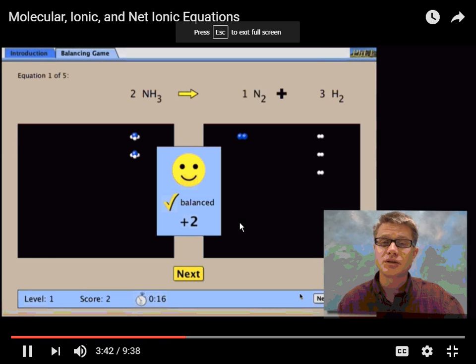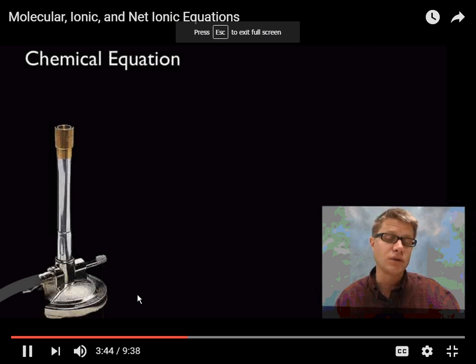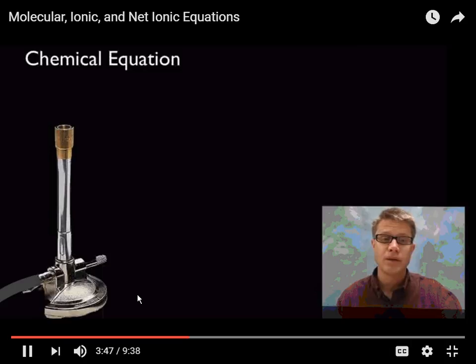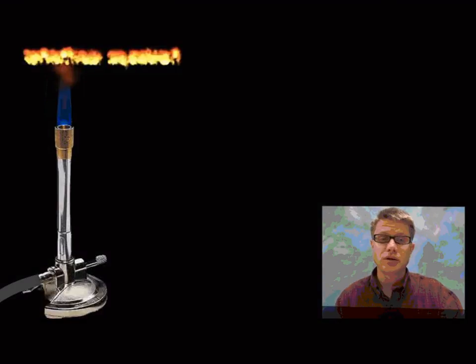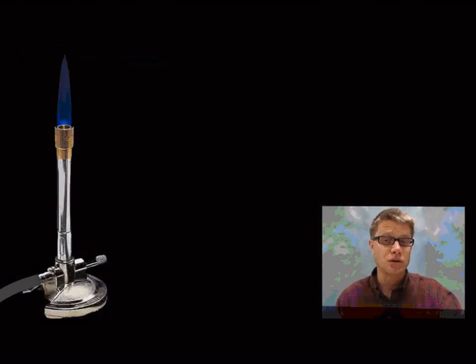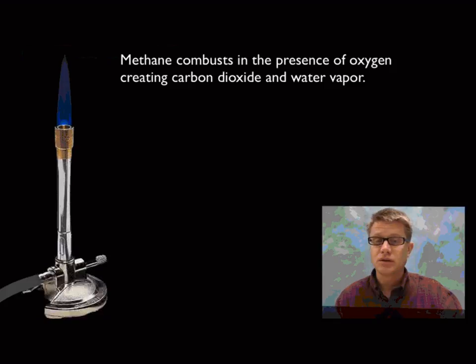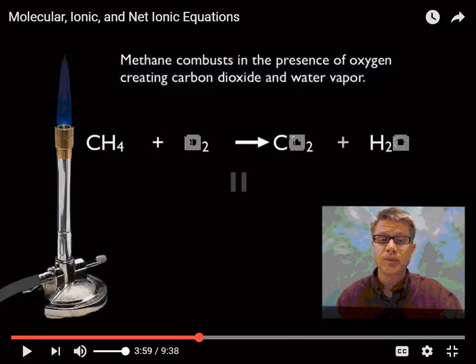So balancing equations is important, and it's a step that you always want to do when you're looking at any equation. And so let's go back to this Bunsen burner again. So the first thing you're going to do is observe it. Next thing you're going to do is try to describe what happens. So methane is combusting in the presence of oxygen, creating carbon dioxide and water vapor.